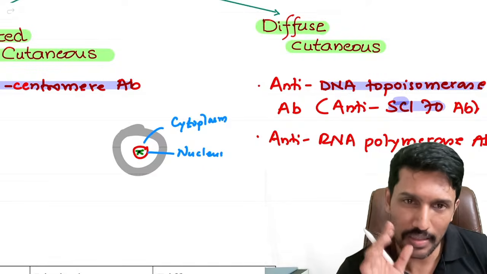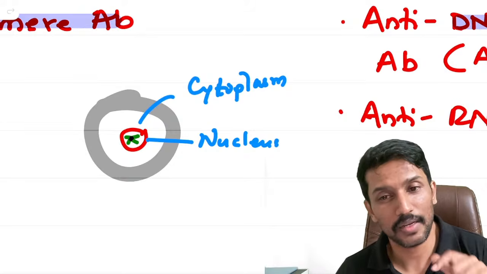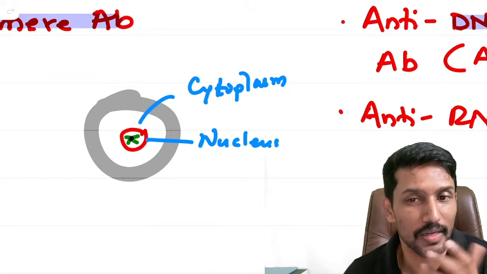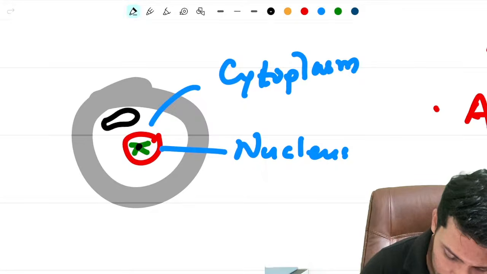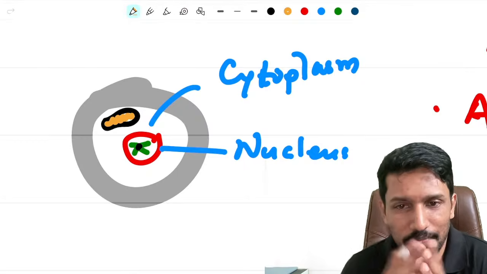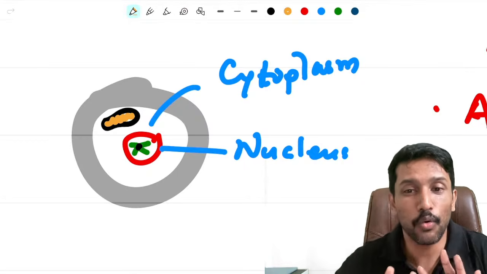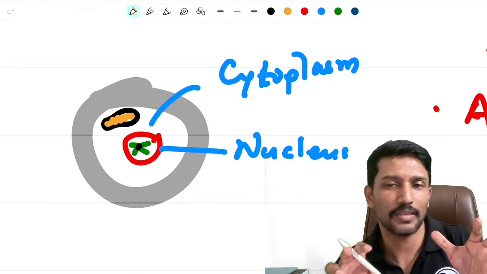And is DNA restricted to the nucleus? No. DNA can be found inside the cytoplasm also. Where inside the cytoplasm? You have mitochondria, right? And inside the mitochondria, you have DNA, the circular DNA. So DNA has a more diffuse presence inside the cell, nucleus as well as cytoplasm.